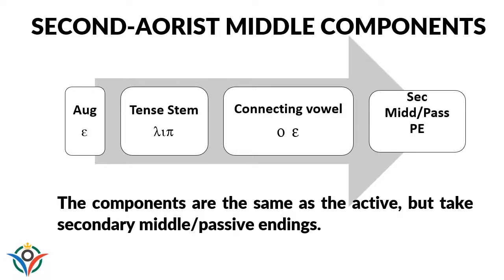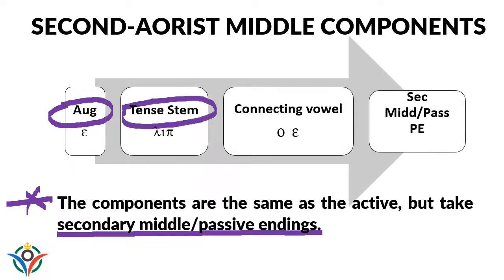Now, let's look at the second aorist middle components. I'm not going to spend too much time here because the components are the same as the second aorist active components. The only difference is that the components take the secondary middle passive endings instead of the secondary active endings. But the augment, the tense stem, and the connecting vowels are all the same.